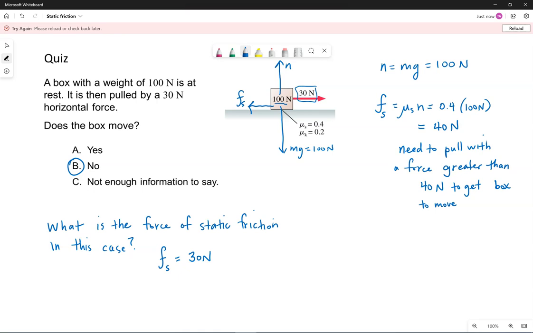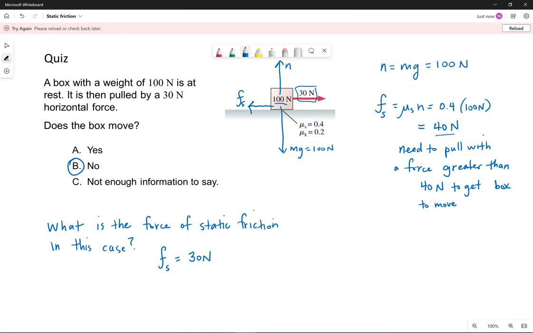So static friction's a little different. We have to consider what the object would do if there was no friction. So here we know the static friction has to pull to the left or act to the left to oppose the pull to the right. And since we know we're not pulling harder than this maximum possible value, we know the object's not moving, it's not sliding on the floor. So that static friction needs to equal the 30 newtons.